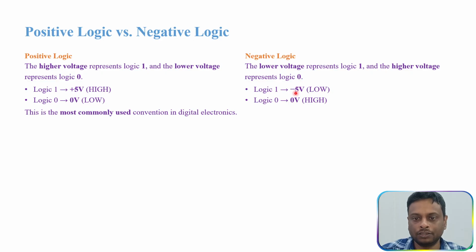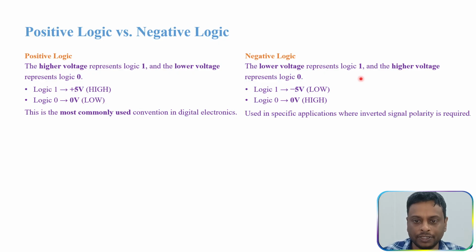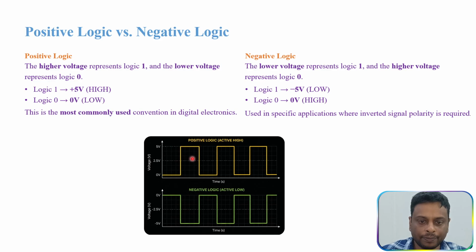So for logic 1, what we have is minus 5 volt. This is logic 1 and logic 0 is 0 volt. This is the highest among these two, so it is the logic high. Let us see how it is diagrammatically represented. It is applicable in the inverted signal polarity. So this is our logic level, negative logic and positive logic.